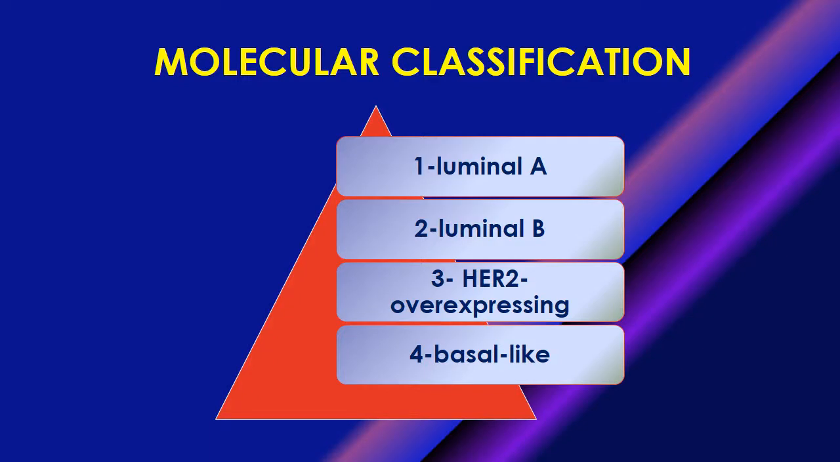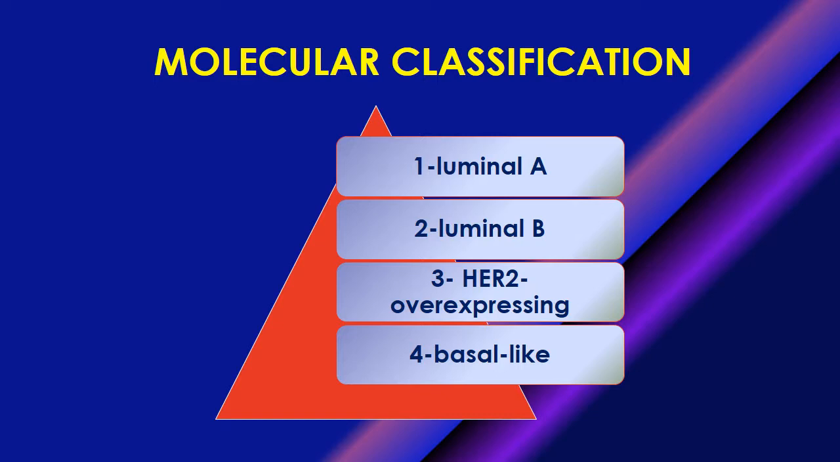Molecular classification. This classification system relies on gene expression profiling. This system, which is currently used mainly in the context of clinical research, divides breast cancer into 4 major types, which are: number 1, luminal A. The majority are low grade, ER positive cancers and HER2 negative. The second is luminal B. The majority are higher grade and ER positive cancers that may be HER2 positive.